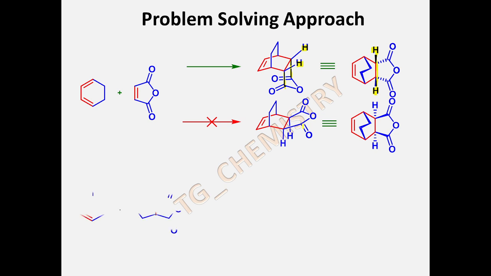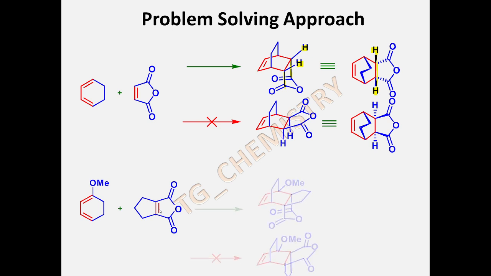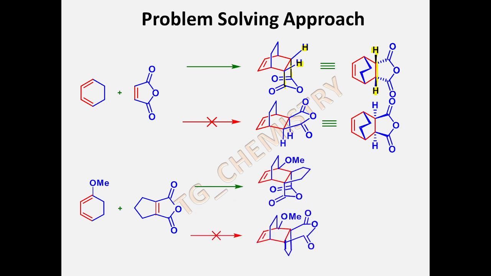Okay, so we can see another example where we have a substitution in the diene and a substitution in the dienophile as well. In that case two possible options are there, as I said. However, again in that case the endo product will be favored, as you can see over here, not the exo one. So in the Diels-Alder reaction the dienophile needs to approach from the bottom side to give the major product.